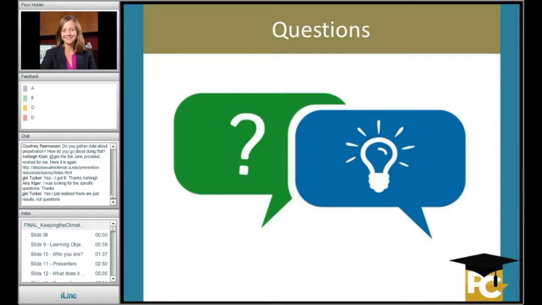There is another question, and this is from Courtney. And Jane, maybe this is something that you can help answer too, because it's around gathering data about perpetration. So the question is, do you do that? Leslie, that might be the question for you, but then how do you go about doing that? Jane, if you want to jump in on that too, I think it would be great to hear from you both.